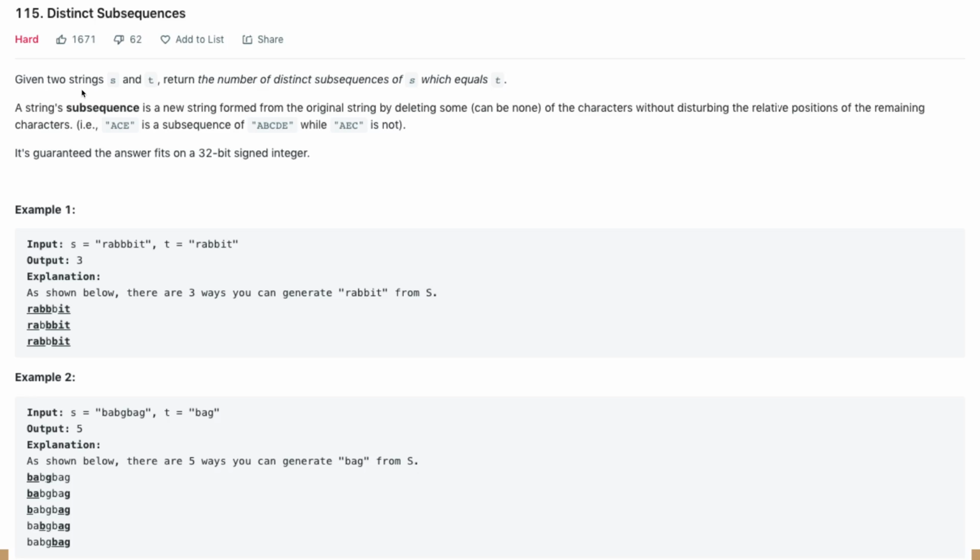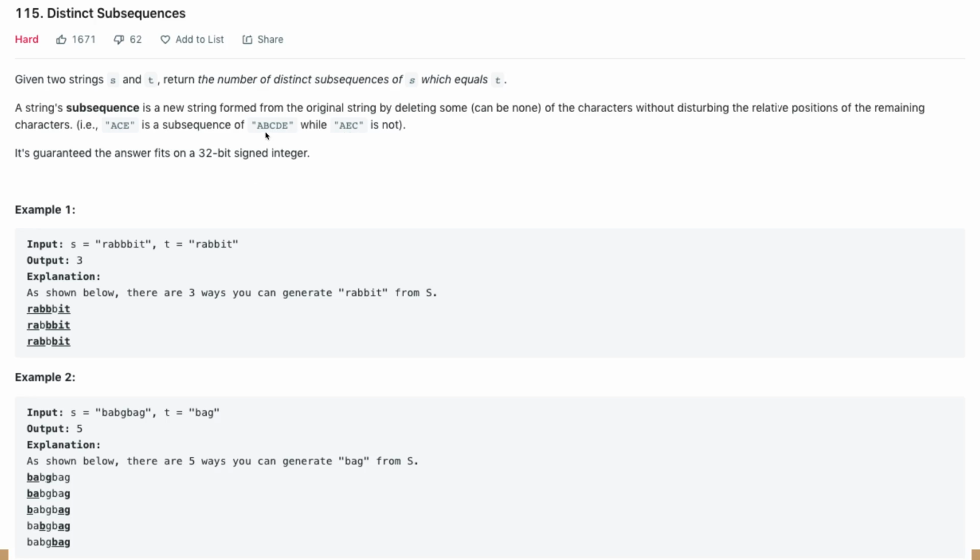Okay, so 115, Distinct Subsequences, will be slightly different. Let's read the question. Given two strings S and T, return the number of distinct subsequences of S which equal T. A string's subsequence is a new string formed from the original string by deleting some, which can be none, of the characters without disturbing the relative positions of the remaining characters. ACE is a subsequence of ABCDE, while AEC is not.